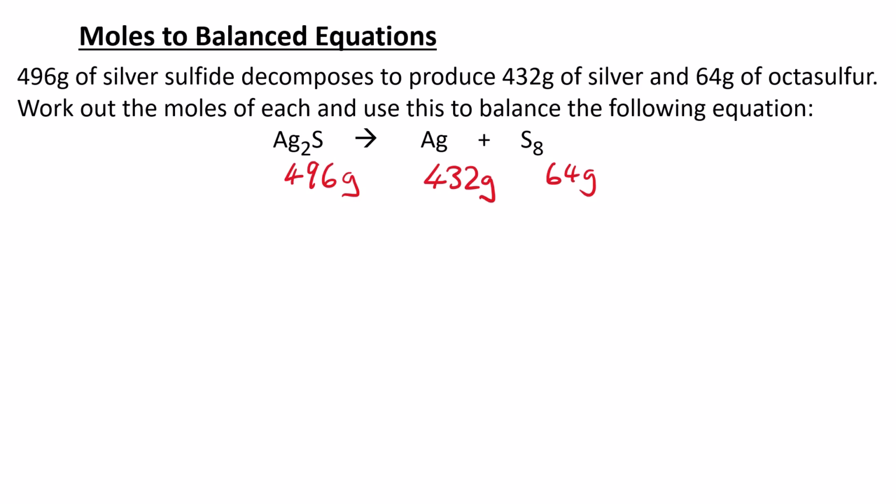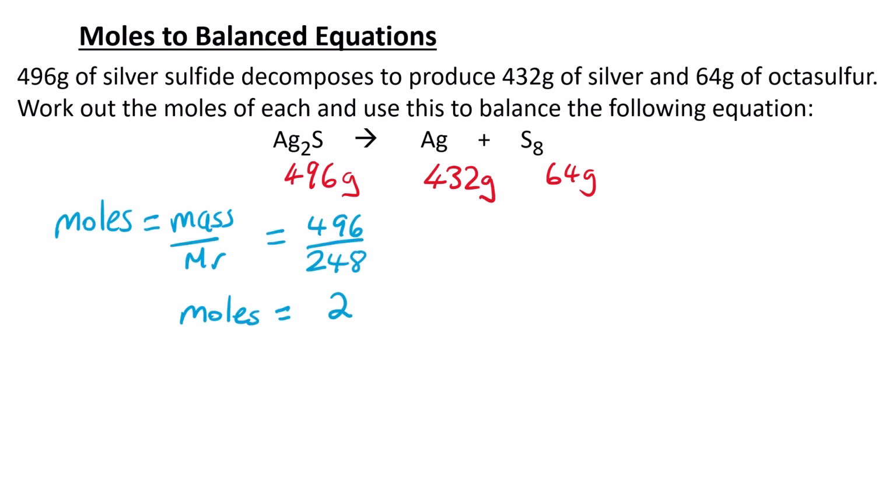And then to work out the moles, it's the same equation as always. Moles equals mass over Mr. So for silver sulfide, it's going to be 496 grams divided by the Mr, which is 248. So that's 2 moles. For silver, it's going to be 432 grams divided by 108. That's 4 moles. And for the sulfur, it's going to be 64 grams divided by 256. And that's 0.25.